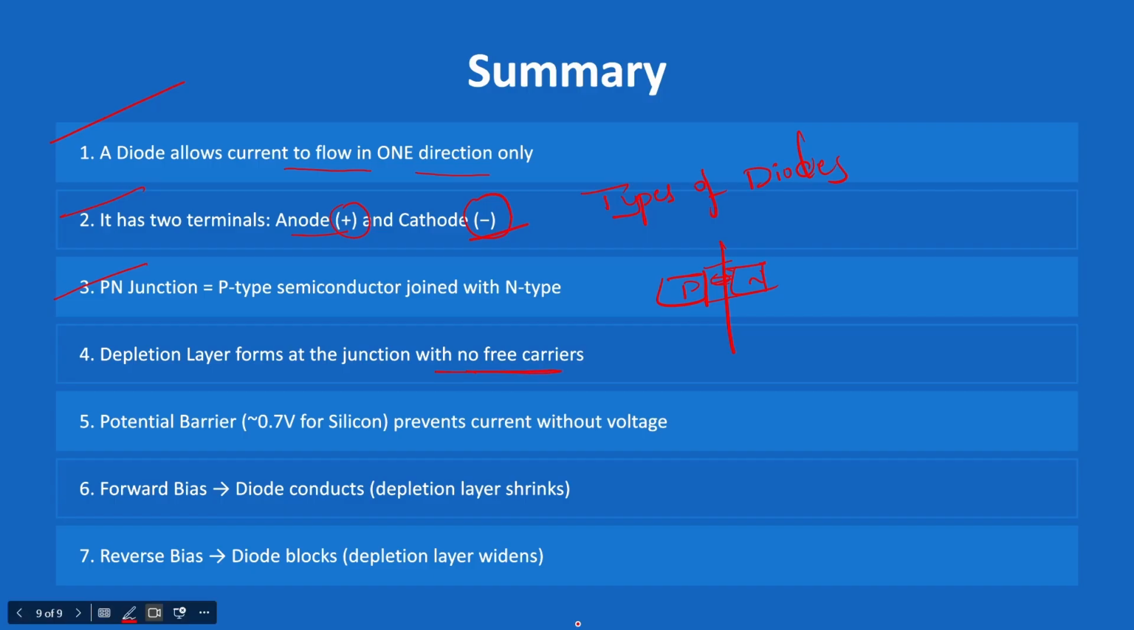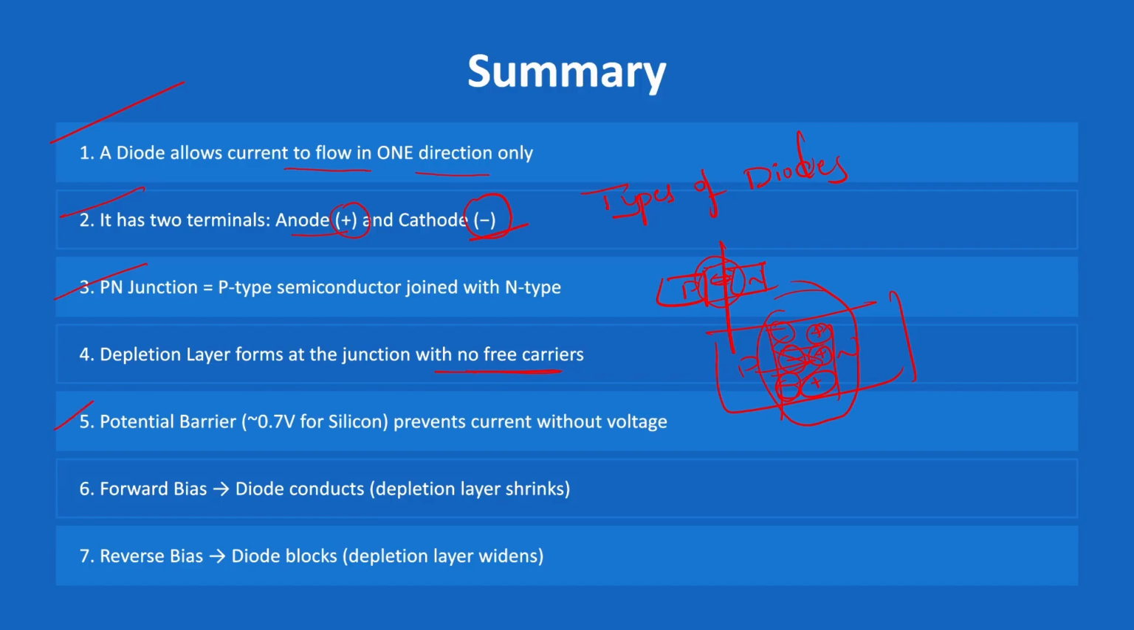That means there are no charge carriers. In the N-type and P-type, the electrons try to move towards the P-type, so negative ions are present there, and in the P-type the positive charge tries to move towards the N-type and forms the depletion layer. Because of this depletion layer, there are no free carriers present, so there is no further flow.